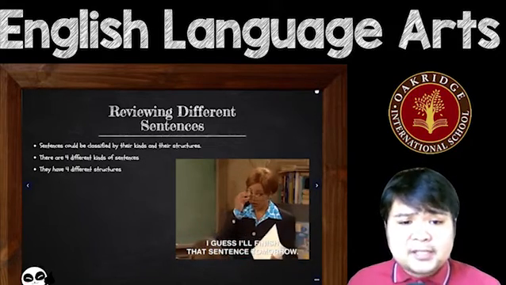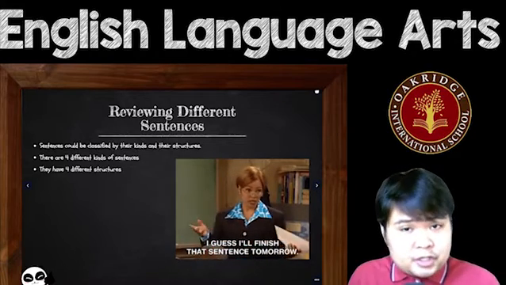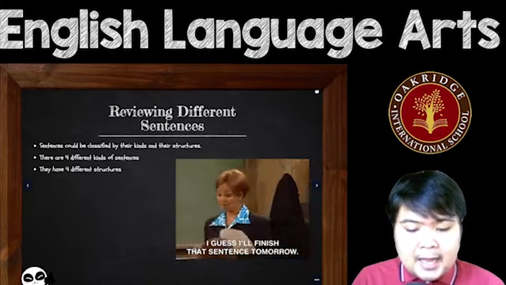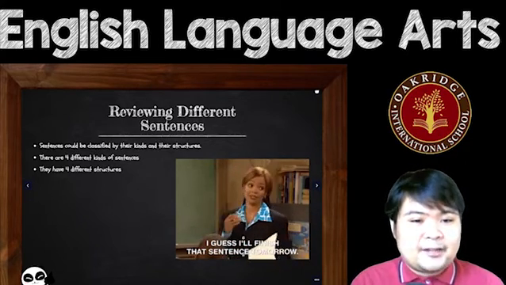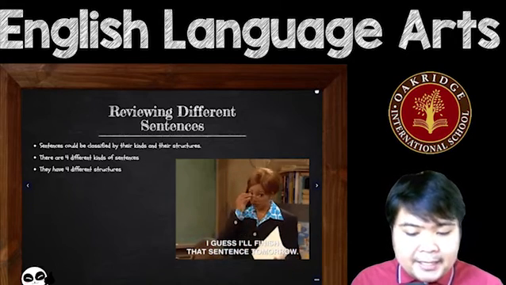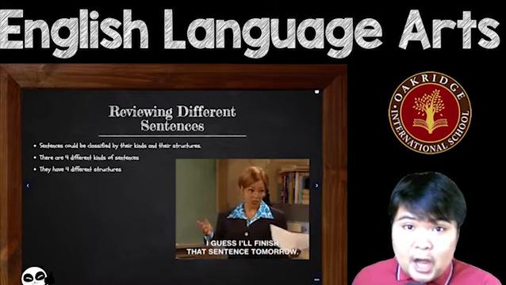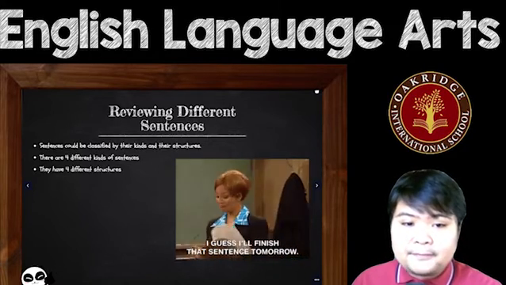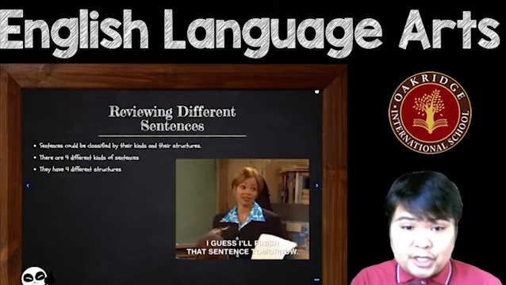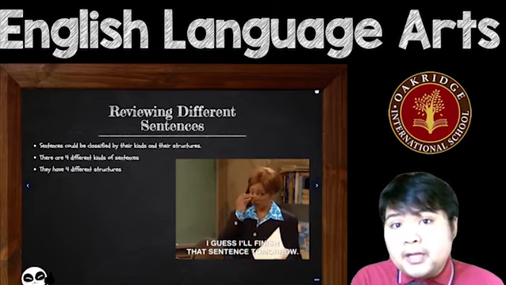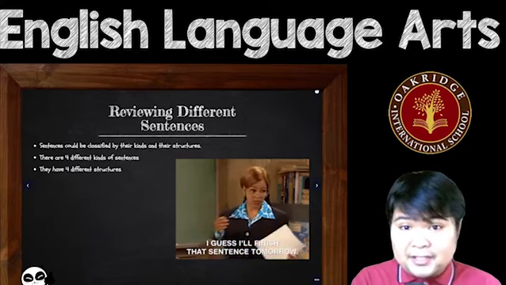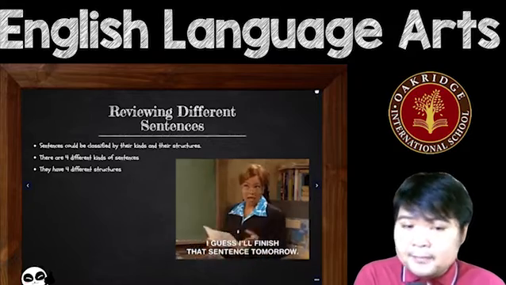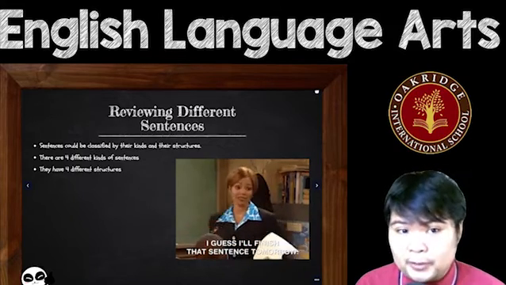Now, sentences can be classified by either their kinds or their structures. When you say structure, this is how it's built, how it's made. So you are defining sentences by the different kinds of sentences and how they're built. There are 4 different kinds of sentences, and there are 4 different structures. But for this lesson, we're only going to study three of the structures. We will leave out one because it's a little bit complicated. We will be studying that next school year.